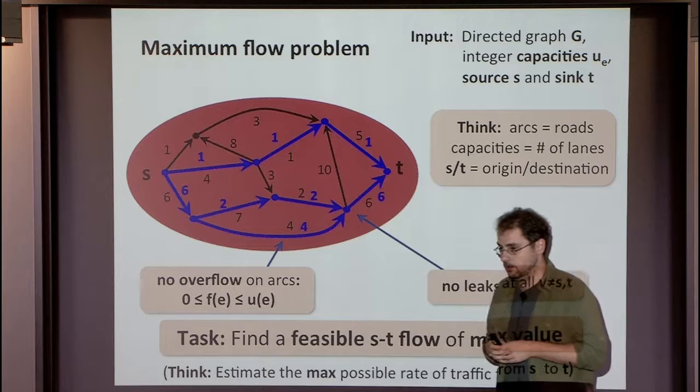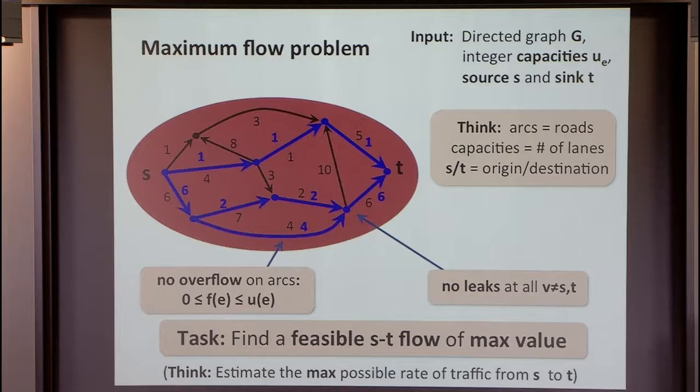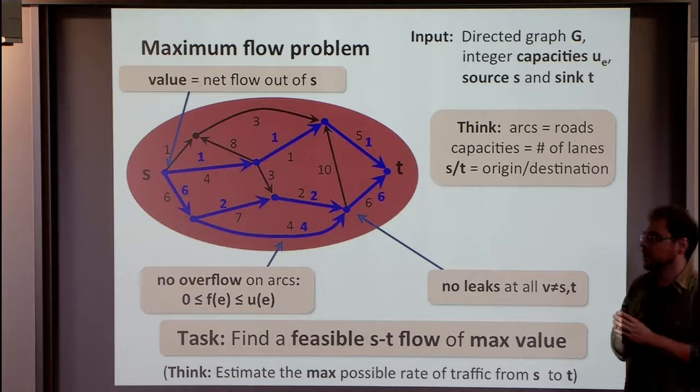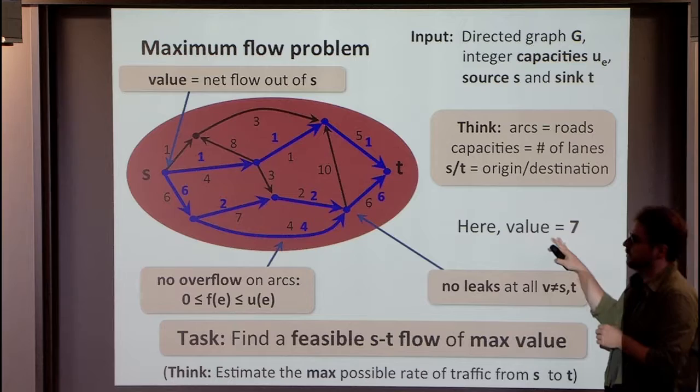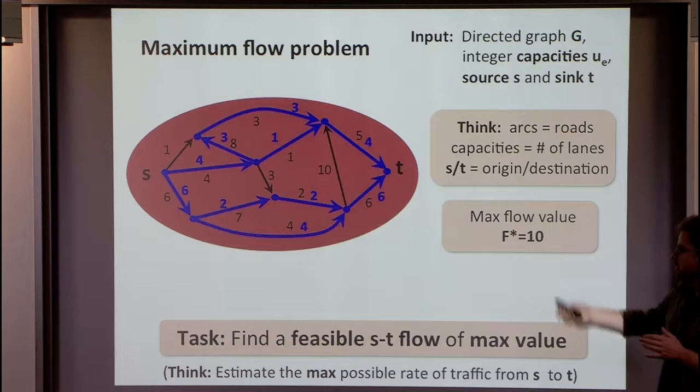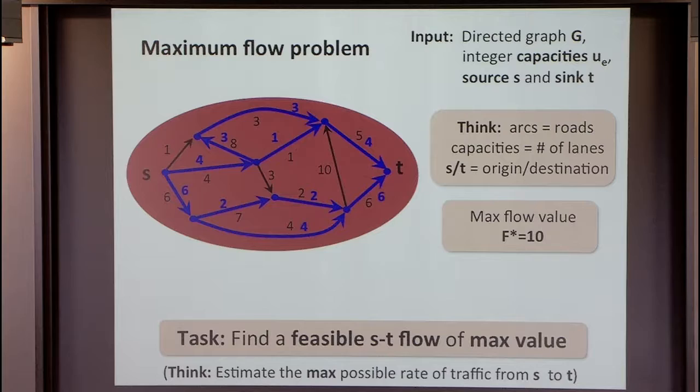Okay? So any assignment of numbers to arcs that satisfies these constraints is a feasible S-T flow. And now what we want to do is maximize the value, which is just the net flow out of S, which by the flow conservation constraints is equal to the net flow into T. Okay? So in this example, we have a flow of value 7. But the actual max flow value of this graph is 10. And here's an example of a flow that attains this value. Okay? So this is the problem.